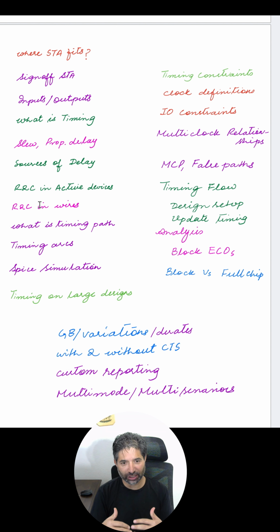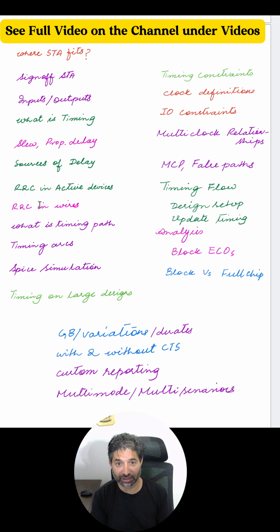After that, I will get into timing flows. There are three components of a timing flow. The timing flows are simpler, they're not that complex. You have a design setup phase, you have update timing, and then you have the analysis part. In the analysis part, we will look into a standard STA timing report and understand different components of it.